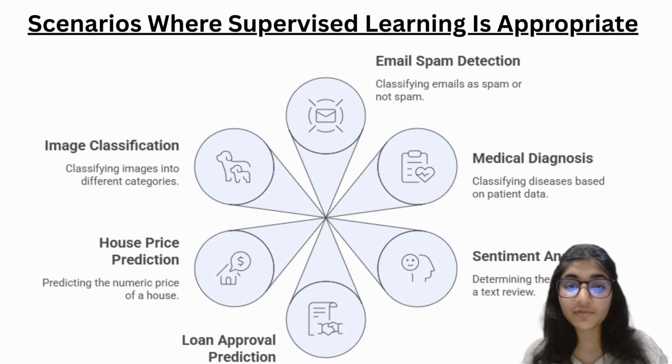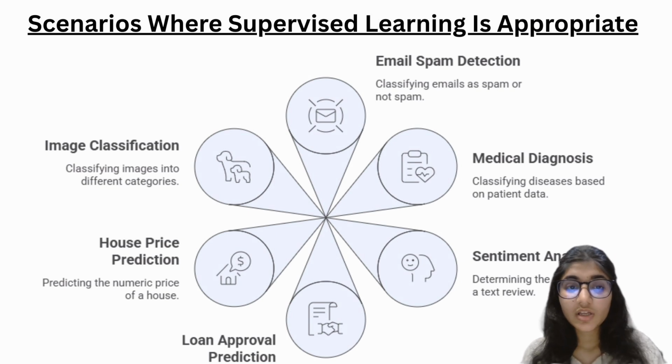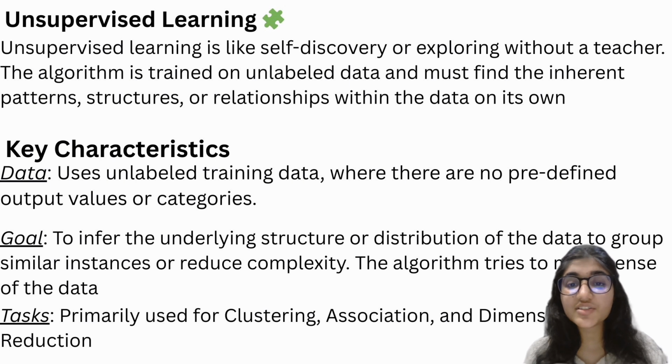So, we have email spam detection, medical diagnosis, sentiment analysis, loan approval prediction, house price prediction, and image classification. Now, moving on to unsupervised learning. So, unsupervised learning is like self discovery or exploring without a teacher.